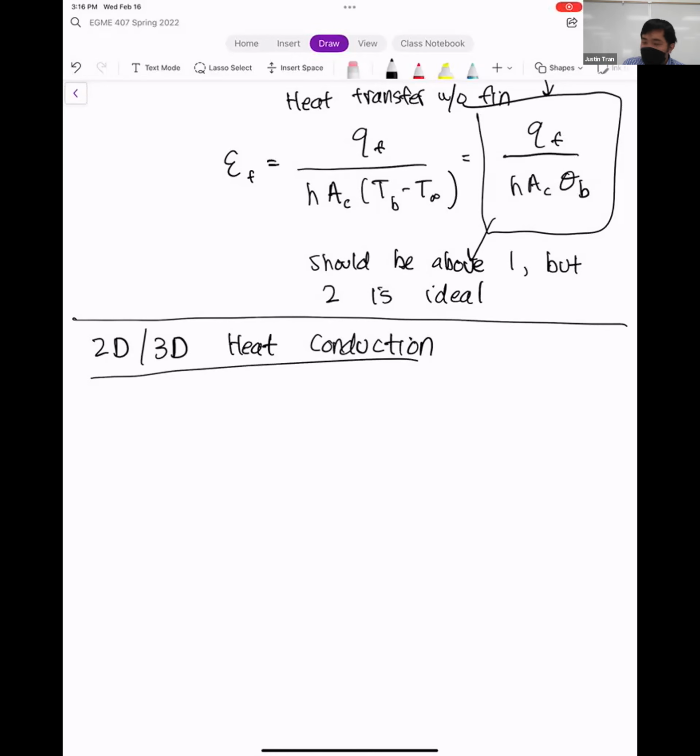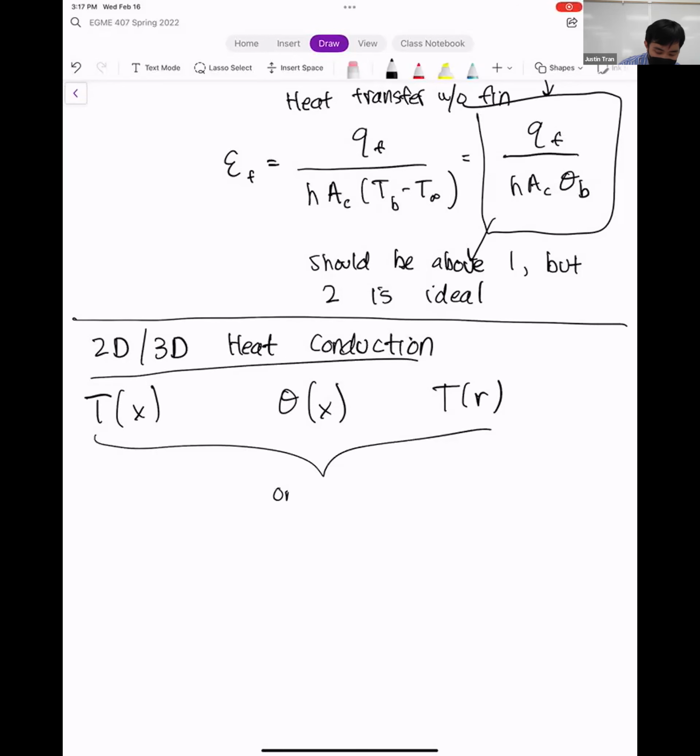So far, up to this point, we've only considered 1D situations. What I mean by 1D is that when we solve for the temperature distributions, whether it be T or recently theta, these T's and thetas were only functions of just one variable. So we might have T of x, theta of x, or if we're looking at radial cases, T of r. All of these only have one independent variable.